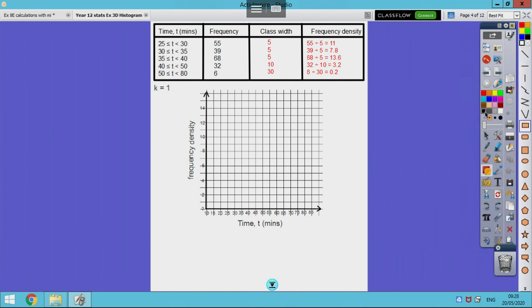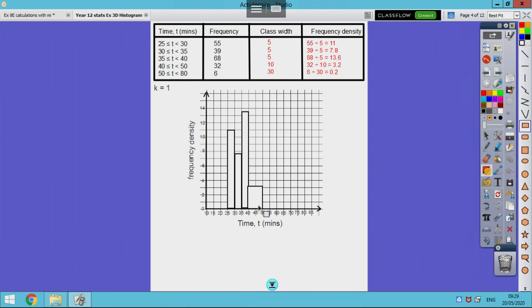So let's get going with our first bar. 25 to 30, we go up to 11. This is all kind of GCSE revision, to be fair. 7.8, again, I'm just going to have to estimate, really. 7.8 is about there. 13.6 for 35 to 40. So 13, just over halfway up that square. 3.2 for 40 to 50. And where's 3? There we go. So just above there. That wasn't very good, was it? I'll sort it out in a minute.